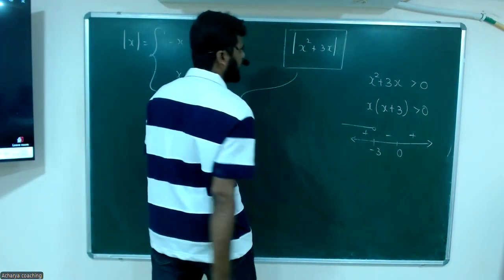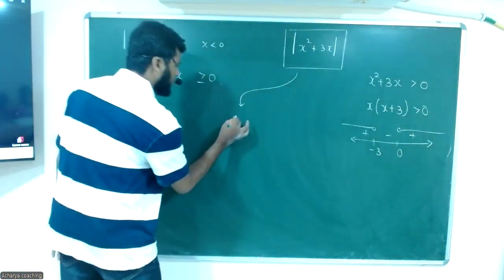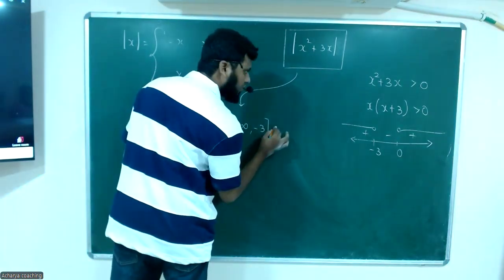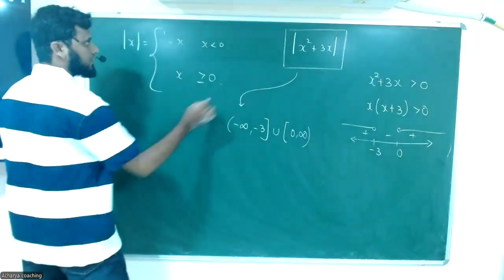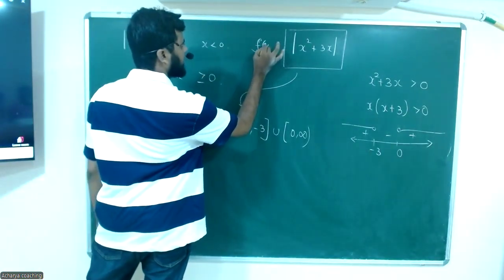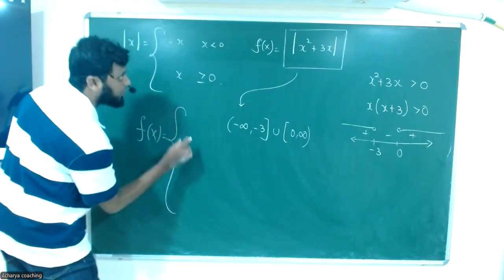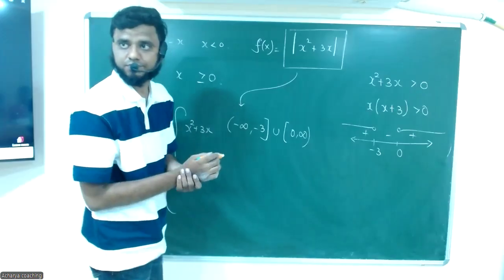Minus infinity to minus 3, and 0 to infinity. So if it is from minus infinity to minus 3, I can include minus 3, union 0 to infinity. In this case, if I take this as f of x, it will be equal to, here it is positive, right? Open as it is, x square plus 3x. Any doubt in this?